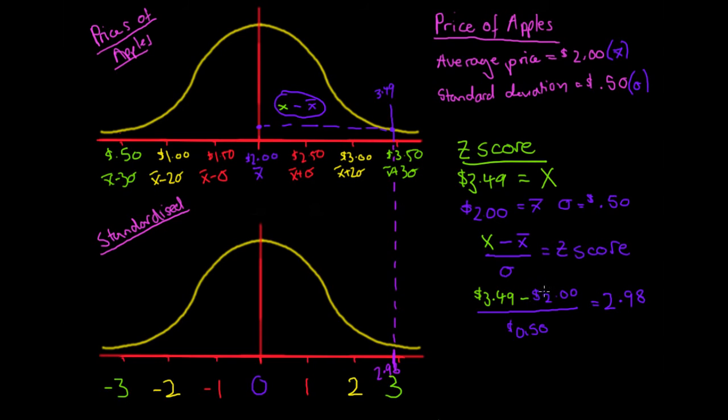So that is how we calculate a z-score, and that's what it is. It's the number of standard deviations away from the mean. We could then apply this to some questions, and I'll show you how to do that in some further examples.